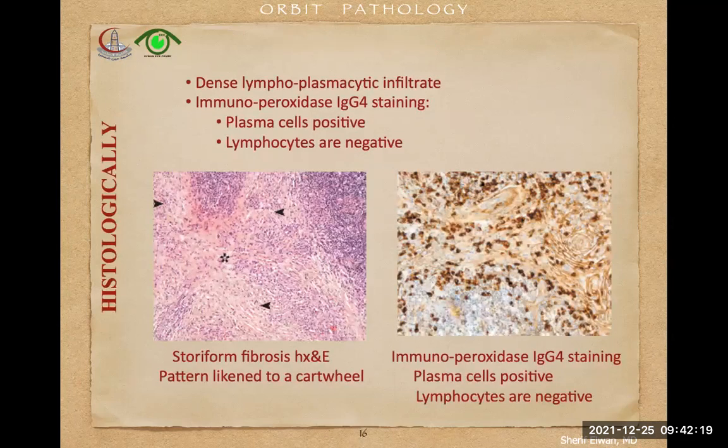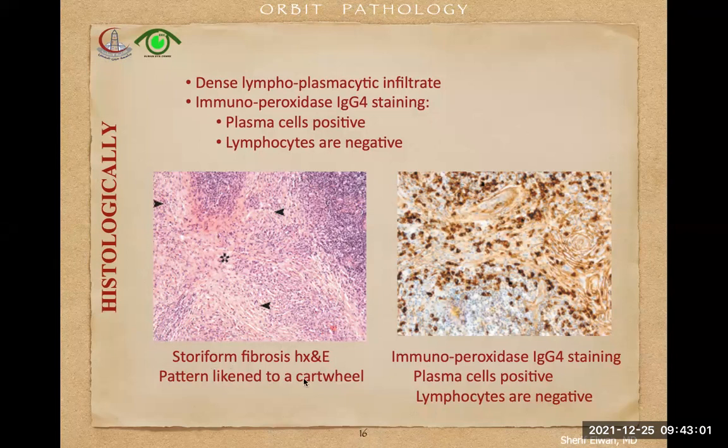Under the microscope, there is a dense lymphoplasmacytic infiltrate, as we said. And if you stain by immunoperoxidase staining, you will find the cells positive for this. And there is a storiform fibrosis under hematoxylin and eosin. Storiform means like a cartwheel, like a wheel with radiating rays. You know, the wheel with different concentric rays in the center. Looks like a cartwheel.